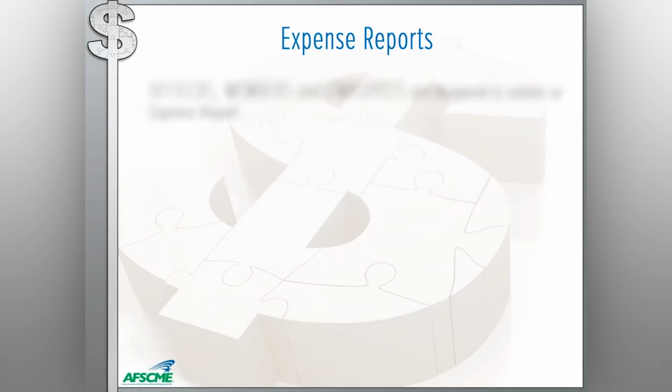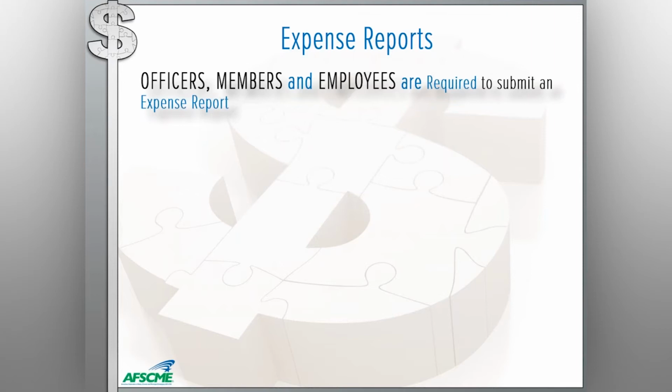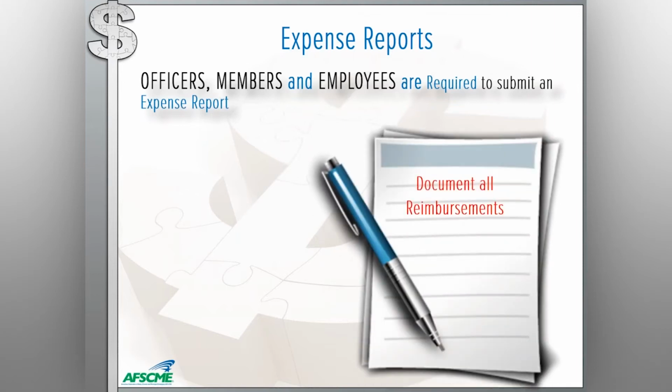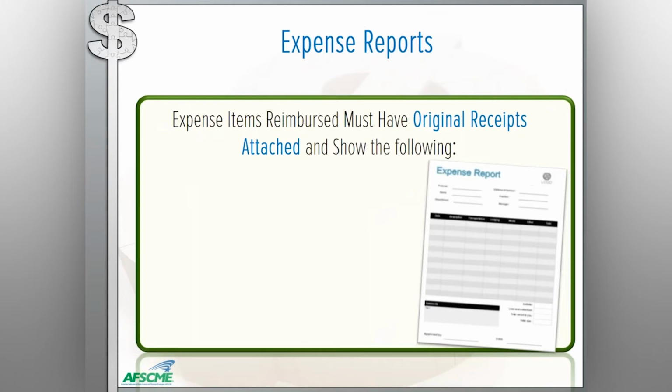We're now going to cover expense reports. Anytime you write a reimbursement check to an officer, a member, or an employee of the affiliate, they are required to submit an expense report. Each expense item being reimbursed must have an original receipt attached and show the date, the amount, and the specific union purpose of that expenditure.